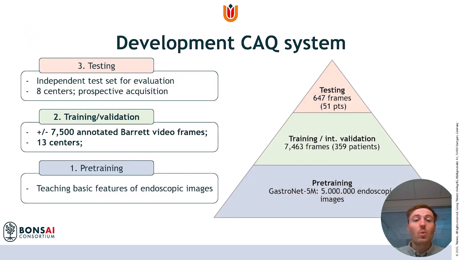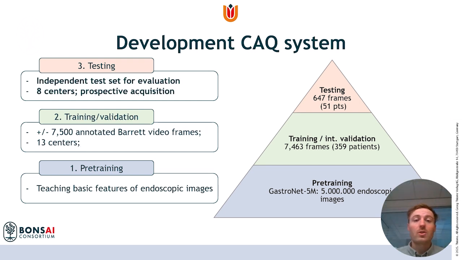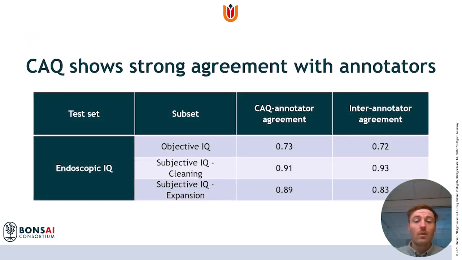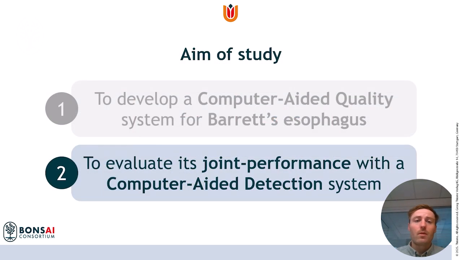For training the quality system, we used roughly 7,500 images from 350 patients. And for performance testing, we used an independent test set of another 50 patients. Over to the results. As you can appreciate, the quality algorithm showed strong agreement with the human annotators. And then we wanted to evaluate this quality algorithm in conjunction with our already existing CAD system.